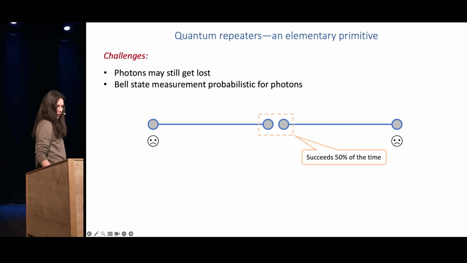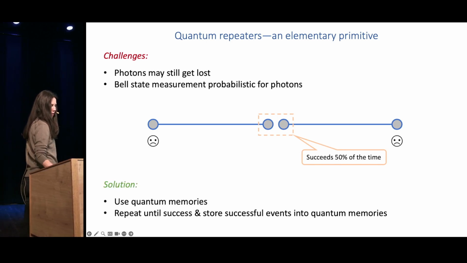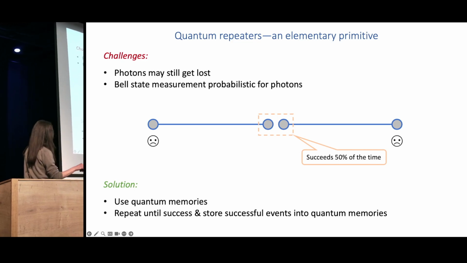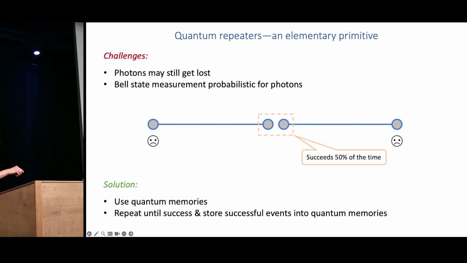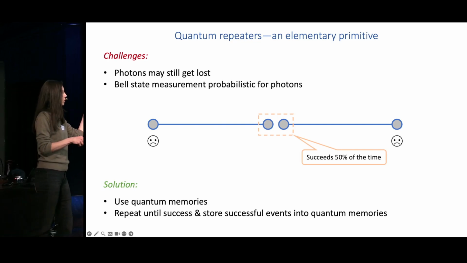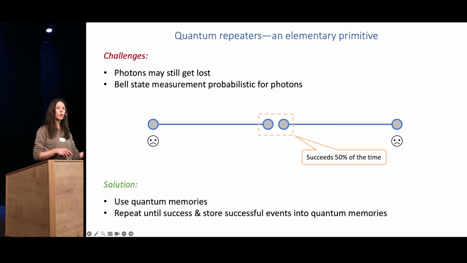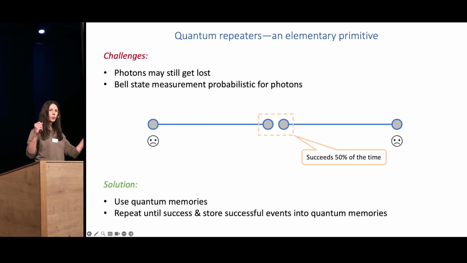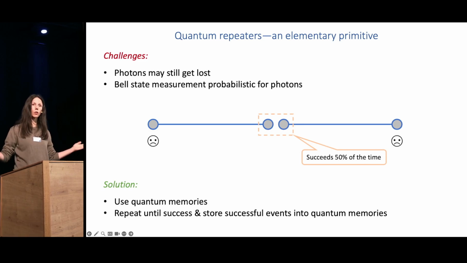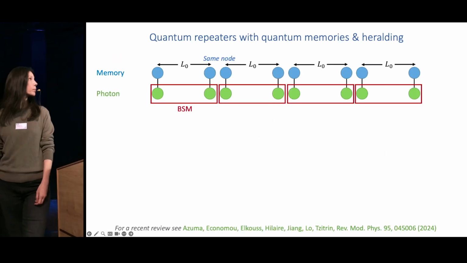Sorry, first I should say that this succeeds probabilistically, for the same reason I showed you before. And what you can do to address this is to use quantum memories. So if a Bell state measurement does not succeed, you can keep trying. And the ones that do succeed and create an entangled link, you can store in a system that's long-lived. So let's see how this works pictorially.